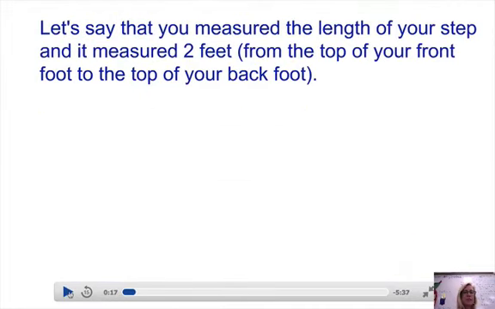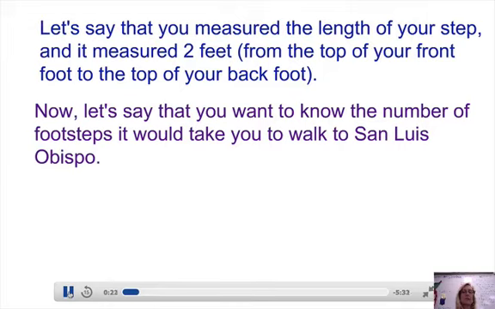So let's say that we went ahead, we did the measurement, and the length of your step was 2 feet from the top of your front foot to the top of your back foot. So we're going to go with that number of 2 feet for the length of your step. And let's say that we want to know how many steps it would take to walk to San Luis Obispo.